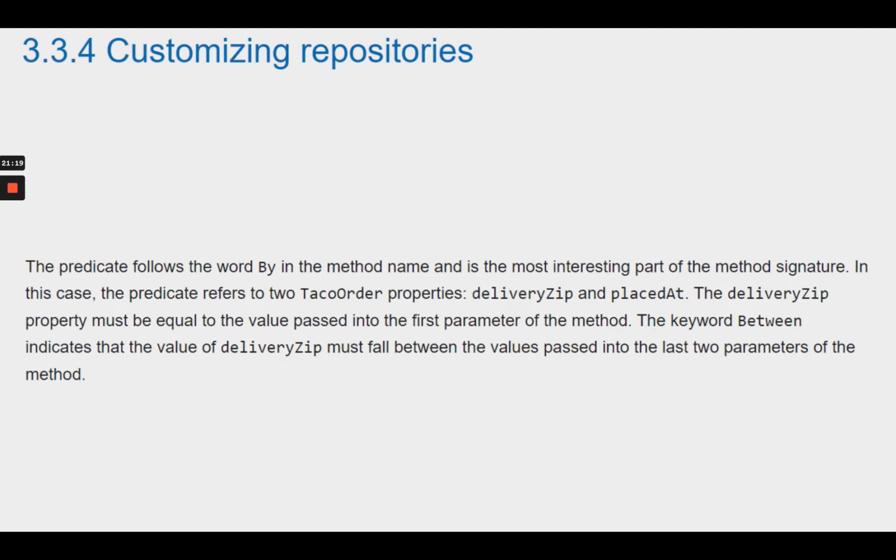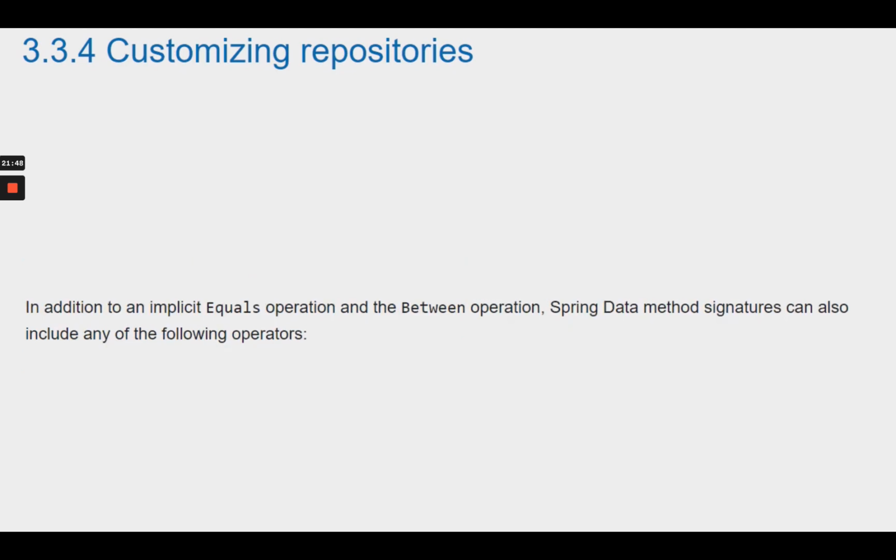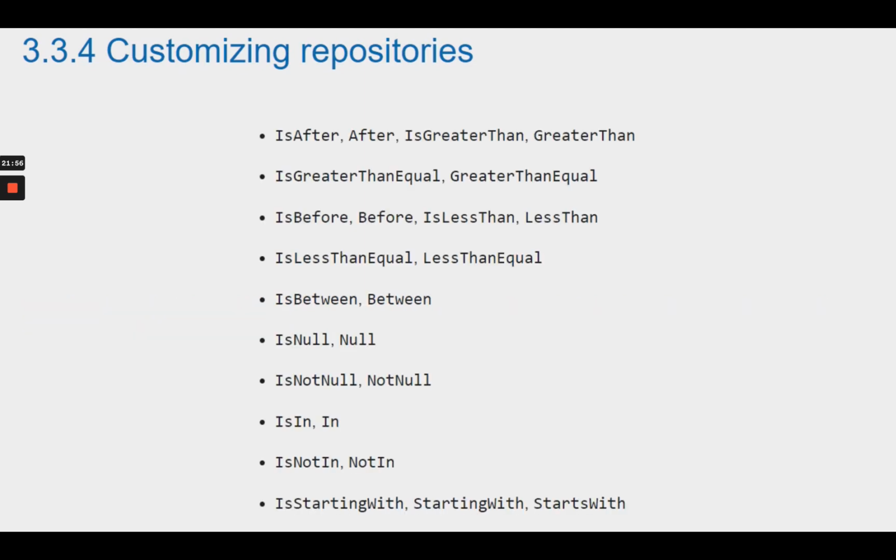The predicate follows the word by in the method name and is the most interesting part of the method signature. In this case, the predicate refers to two taco order properties, DeliveryZip and PlacedAt. The DeliveryZip property must be equal to the value passed into the first parameter of the method. The keyword Between indicates that the value of PlacedAt must fall between the values passed into the last two parameters of the method. In addition to an implicit equals operation and the between operation, Spring Data method signatures can also include any of the following operators.